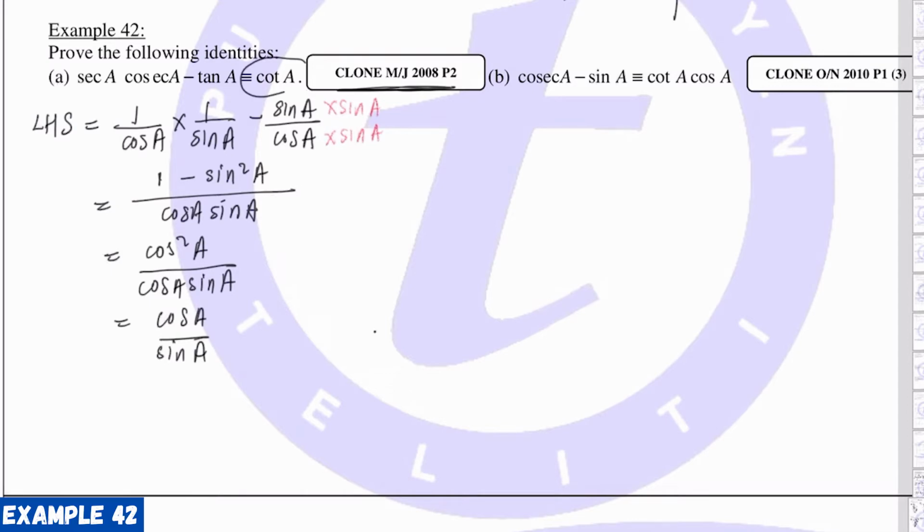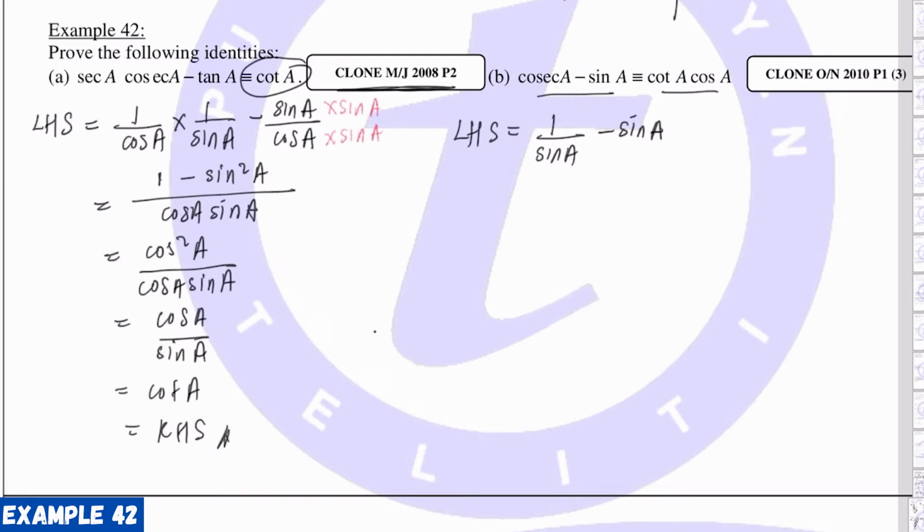Have a look at your right hand side. Isn't it cotangent A? And this is my right hand side. Now if you look at the second part B, again we start from the left hand side, because the left hand side has 2 terms and the right hand side has a single term. Cosecant is 1 over sine. This is a single sine.